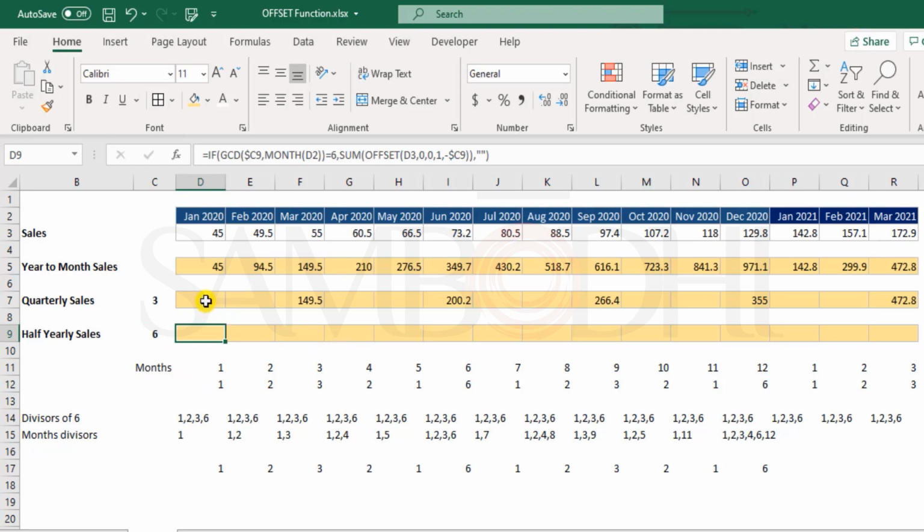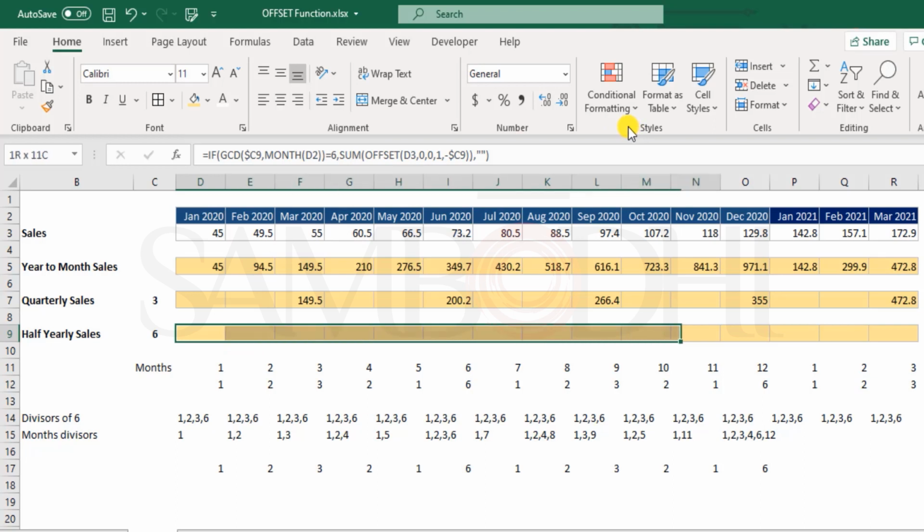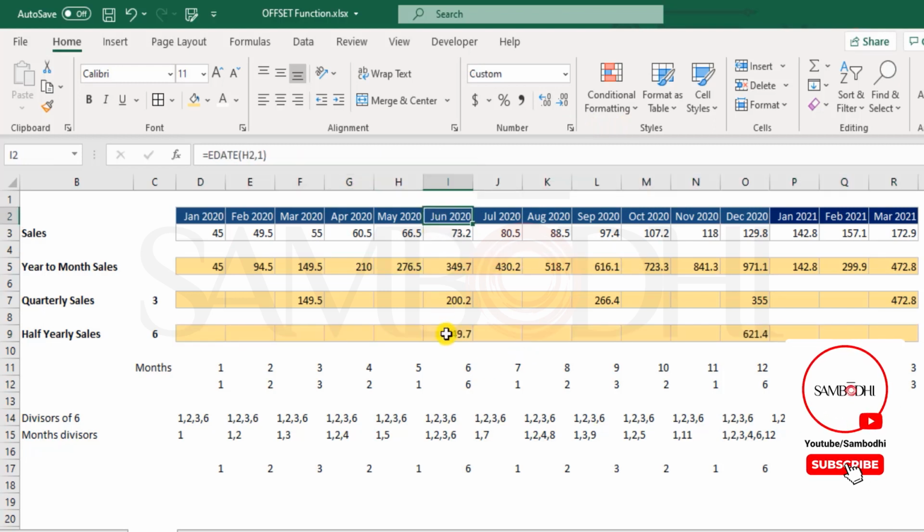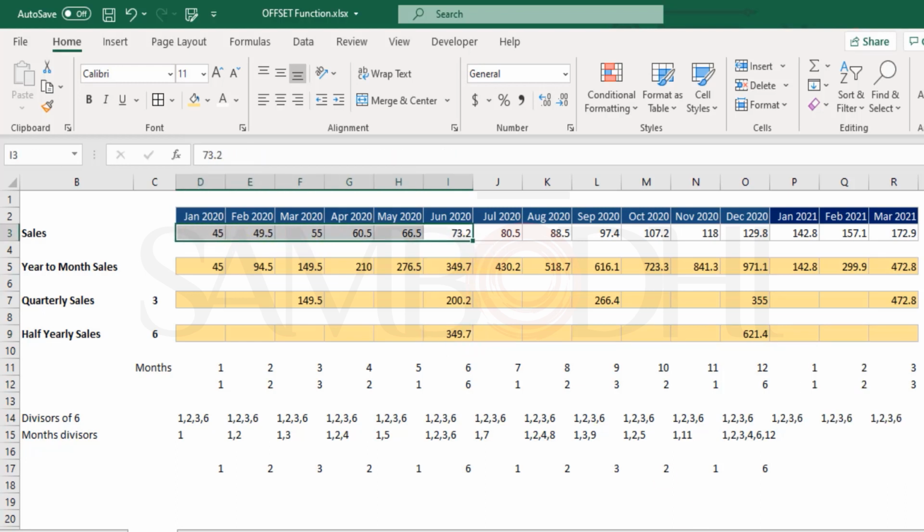Now this function is very much the same as this function. The only difference is we have to replace number 3 with 6 over here. Rest of the function would have been the same. Let's apply this to the right and see. Here we have June, 6 months. Total sales is 349.7. Let's add them up here and see. Yes, the sum is 349.7. And let's check this out.